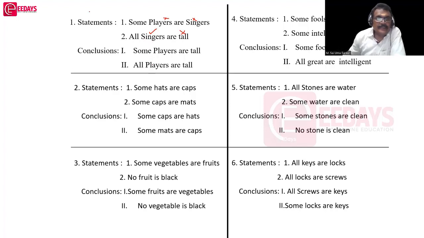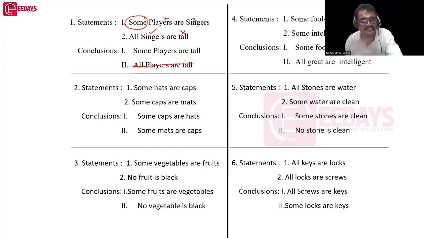Now, if any one of the statements is particular, what is the conclusion? It must be particular. So the second conclusion is not valid. No need to check that one. As in the Venn diagram, if any one of the statements is particular, the conclusion must be particular. So strike off this one.